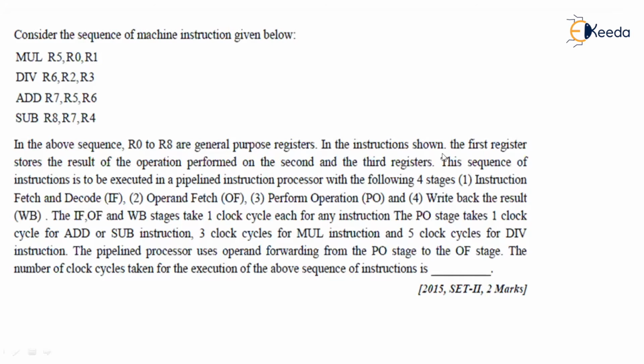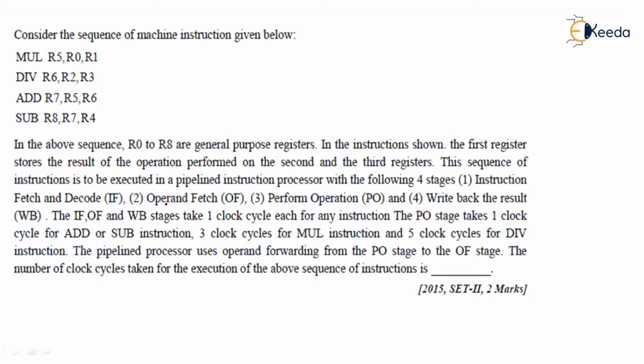In the instruction shown, the first register stores the result of the operation performed on the second and third registers. Of course, obviously we know that. The first register is the destination register. The next 2 registers are the source registers.